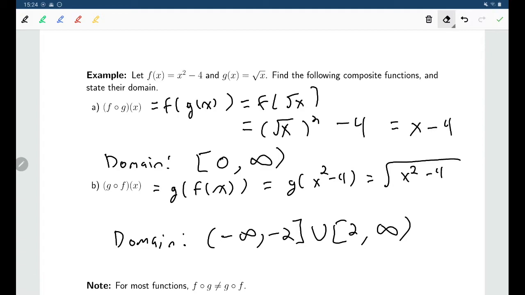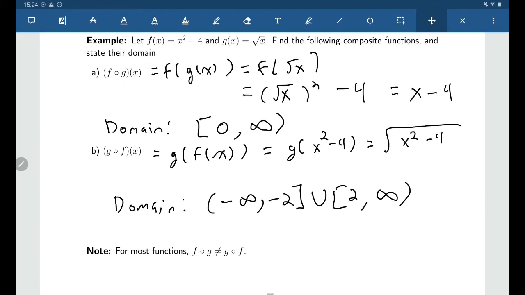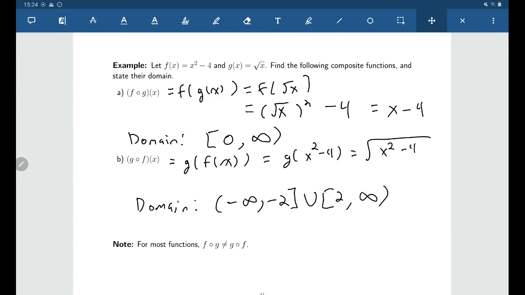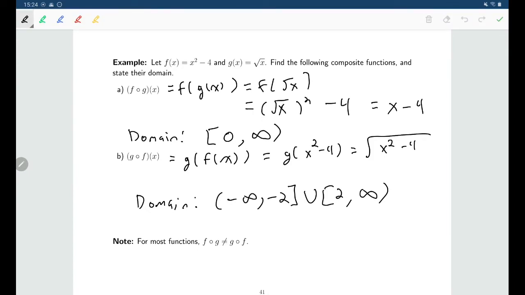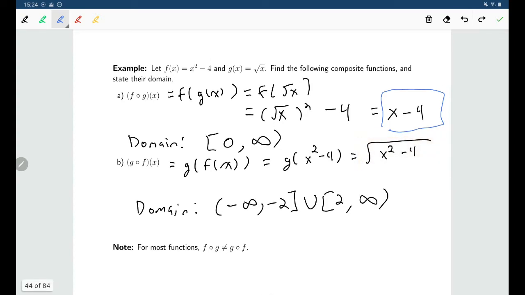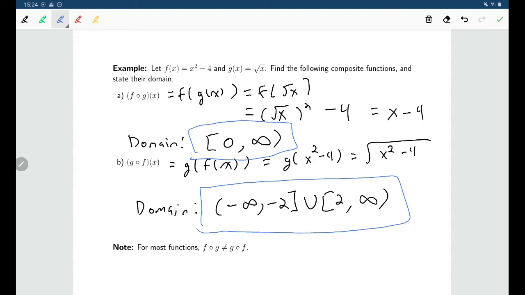A couple of things just to notice about this. First part, the obvious one, which is, and I have here the note at the bottom, that f composed with g and g composed with f are usually not the same thing. And that's very much true here. If we compare f composed with g and g composed with f, these are absolutely not the same function. And furthermore, the other thing that's quite true is that they don't even have the same domain. The domain for f composed with g is all the non-negative numbers, whereas g composed with f includes some negative numbers, lots of them.